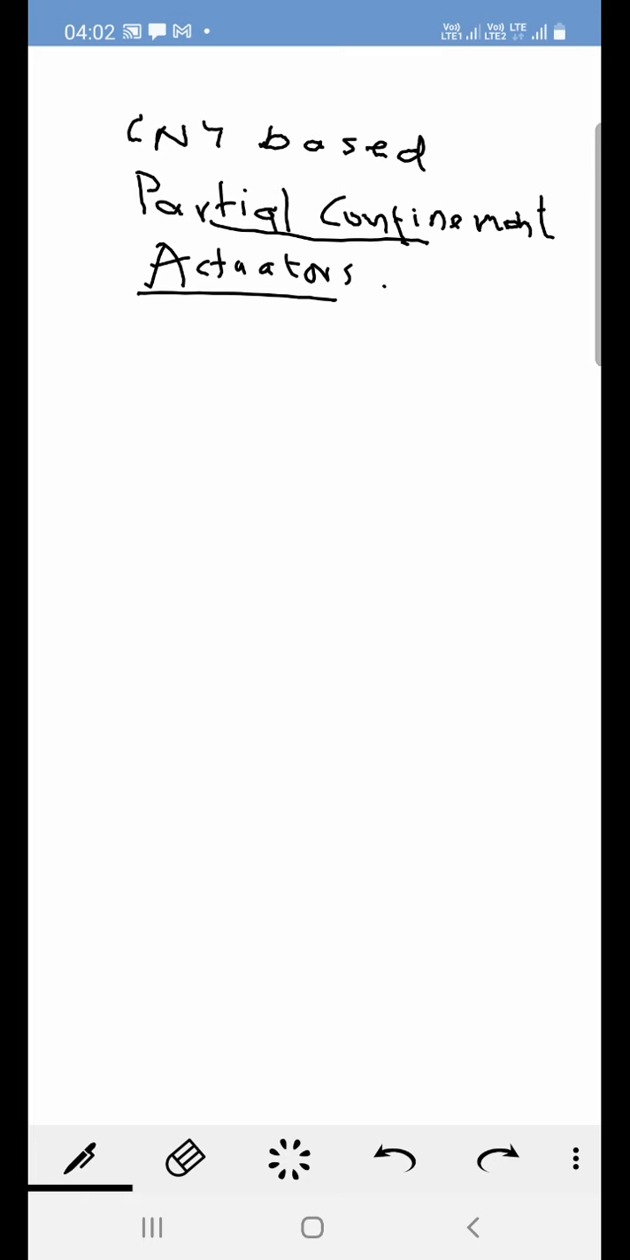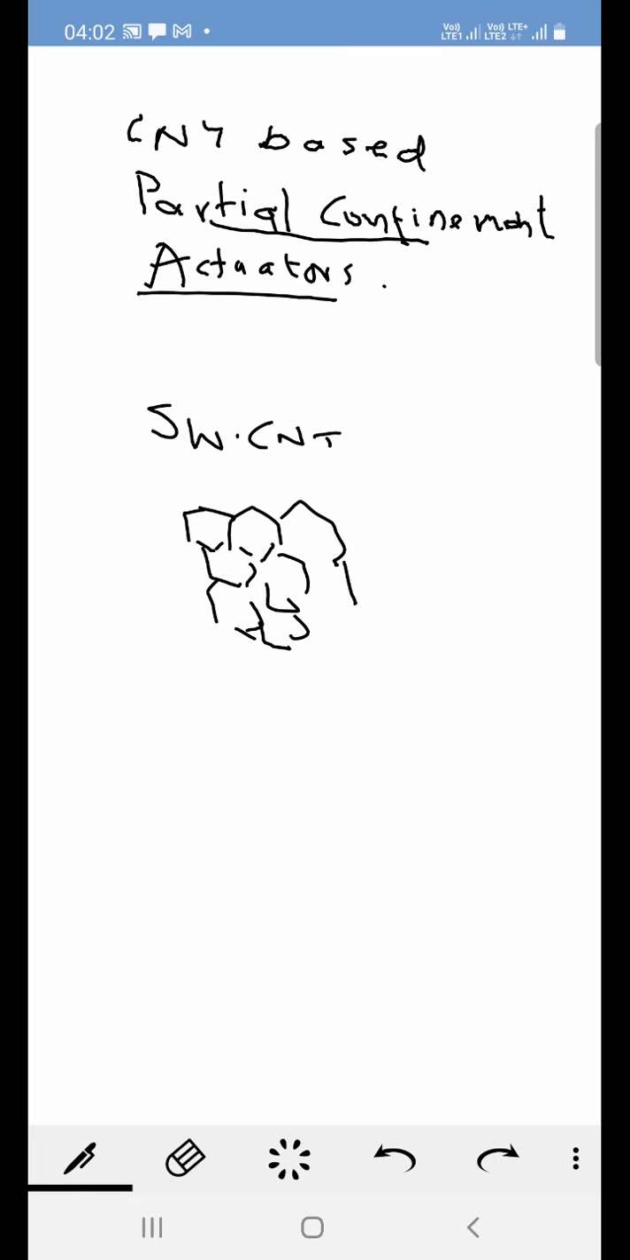Partial confinement actuators. It has been observed that a single-walled carbon nanotube, which means if you have a graphene sheet like this and you roll it, depending upon the chirality of the vector, you convert it into a nanotube, and this nanotube can deform when electrically charged.